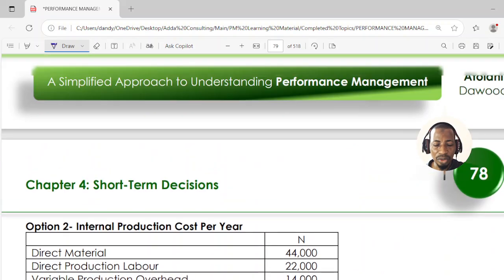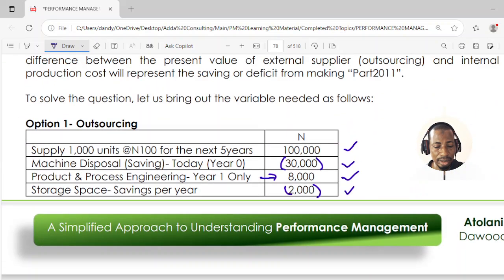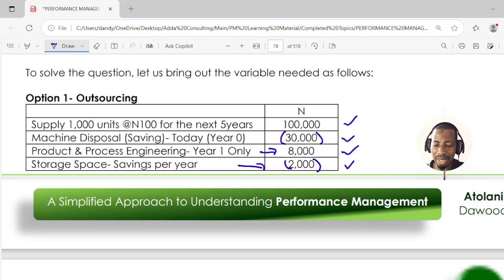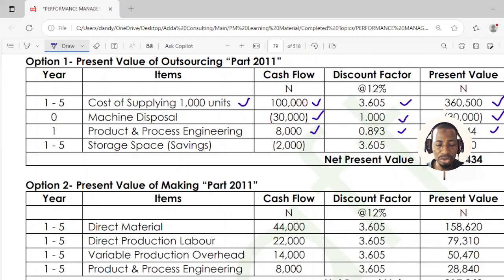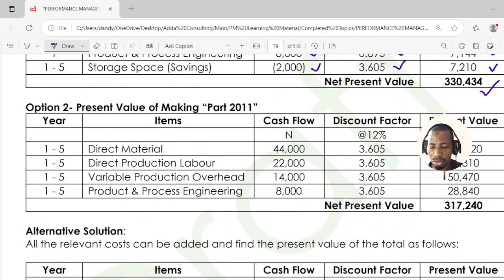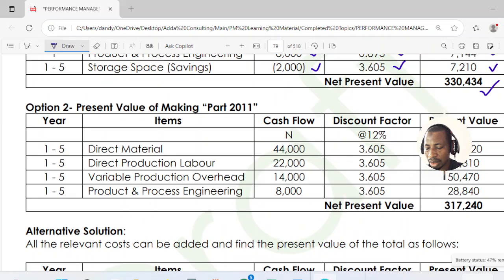Then finally, under outsourcing, the last one is a saving of 2,000. This saving of 2,000 is per year, because it will be for the storage space, for the period of the contract. So 2,000 multiplied by 3.605 will give you 7,210. When you add everything together, the total present value from outsourcing part 2011 is 330,434. So the next thing you need to do is to calculate present value for internal production.